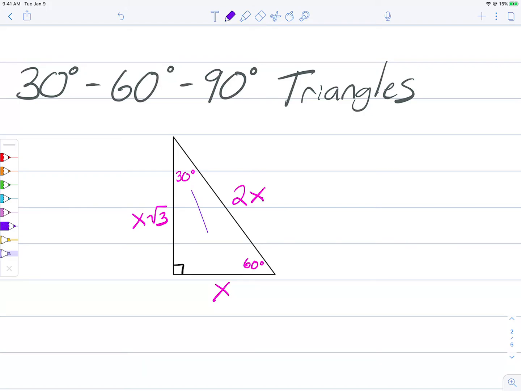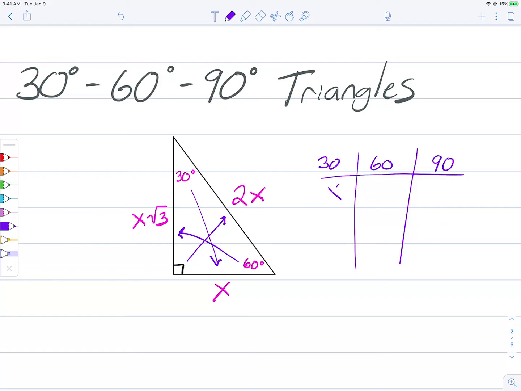So on this one, across from the 30 is x. So across from the 30 is the number we're looking for, that special x. Across from the 60 is x times the square root of 3, x root 3. And across from the 90 is 2x. So when you figure out that you have a 30, 60, 90 triangle, the table of values that you're going to come up with is this.